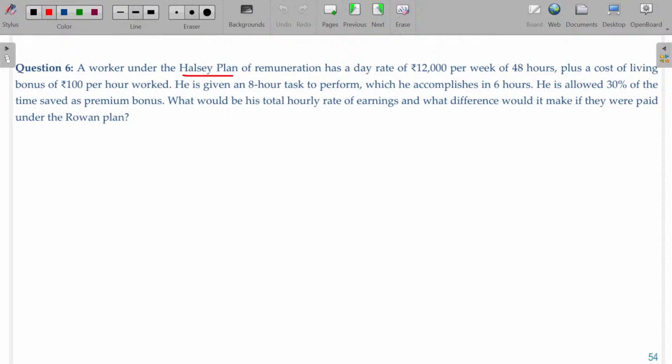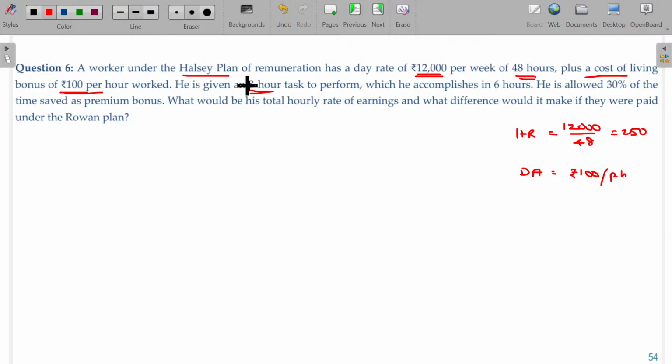A worker under the Halsey plan of remuneration has a day rate of 12,000 per week of 48 hours. So 12,000 per week of 48 hours. Then what about the hourly rate? 250, plus a cost of living bonus, DA. Living bonus is nothing but DA, rupees 100 per hour worked.